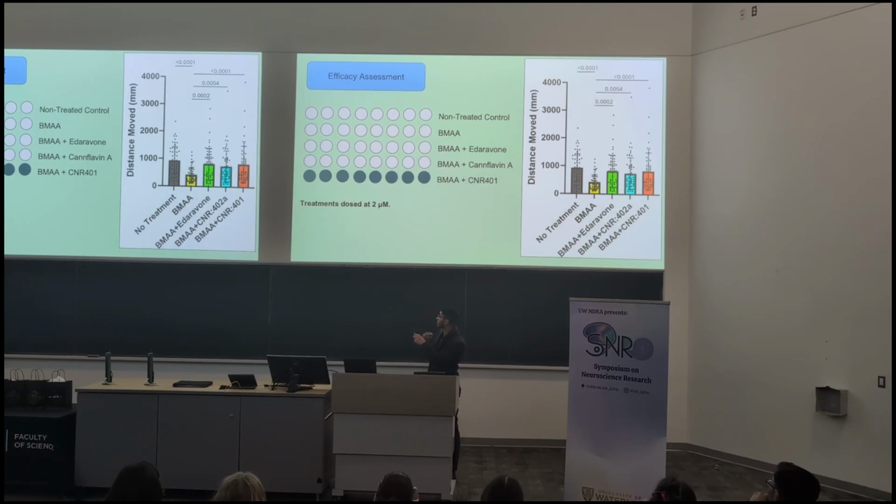And then on the right, those 3 bars there are different treatments. So Adarapone is a clinically approved, FDA-approved treatment currently used in practice. 402A was our code for pure canflavin A, so one of those compounds that I talked about at the beginning. And then CNR401 was our therapeutic blend. And you can see that all 3 of those restored locomotion back to that gray bar there.